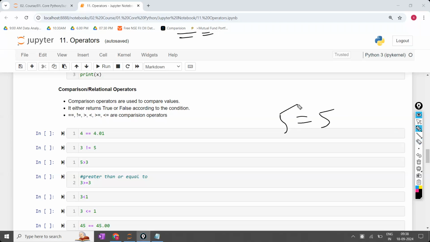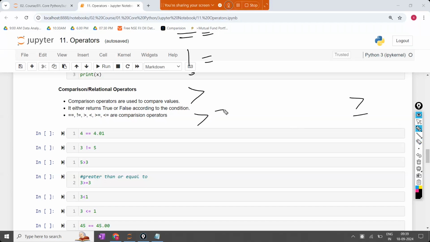Is the point clear? So double equal to is called the comparison operator: equal to, not equal to, greater than, less than, greater than or equal to. Generally in Math we write greater than or equal to like this. In Python we have to write it like this, because this symbol is not available on the keyboard. Less than or equal to, that symbol we write like this. So these are all called comparison operators. Comparison operators will compare two things.